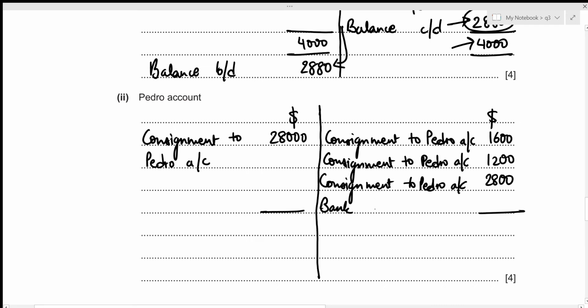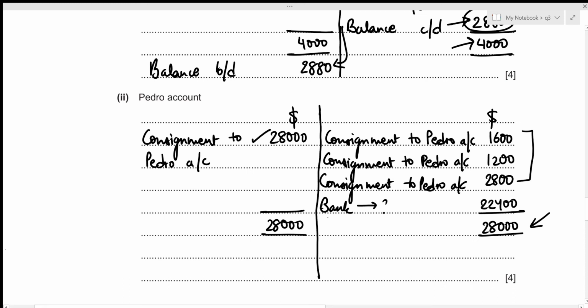So in order to figure out our balancing figure, we require the total. Let's figure out the total from the debit side. That's just going to be 28,000. And we know that this total will be the same for the credit side as well. So now in order to figure out this balancing figure, we just need to subtract all of these values from our total. So in this case, that's going to be 28,000 minus 1600 minus 1200 minus 2800, which results in the bank value to be 22,400.